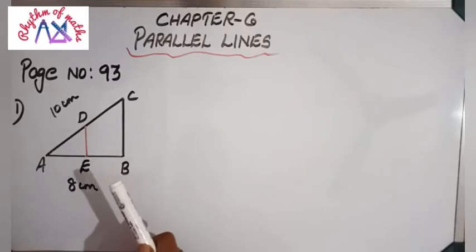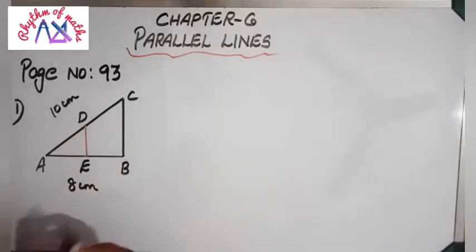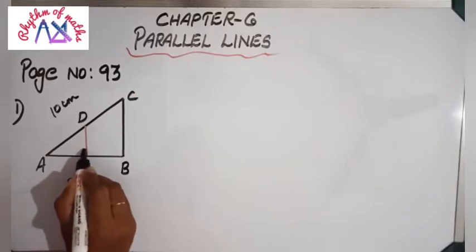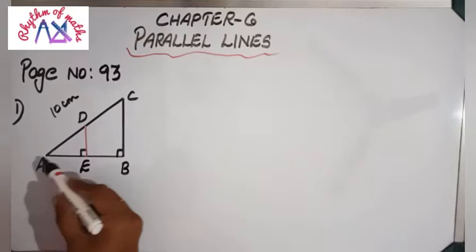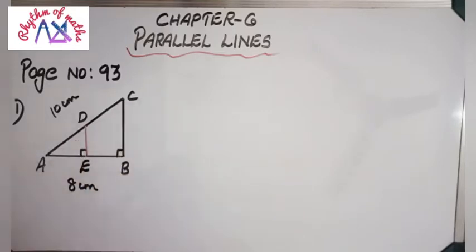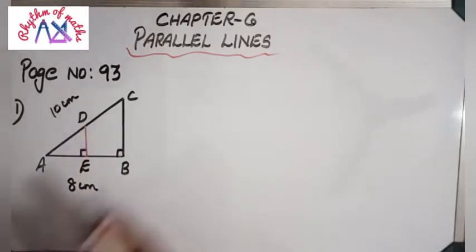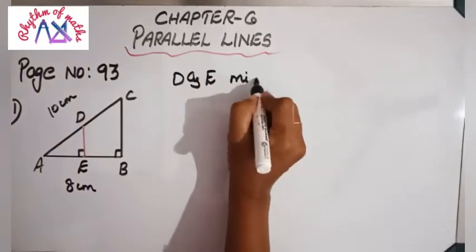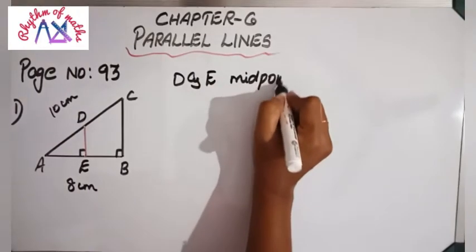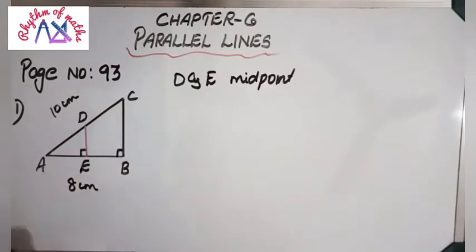Then next we have to find all three sides of the small triangle. Small triangle means ADE. Both these lines are perpendicular, so ADE and CB. This is what we need to find. And one more thing is given: D and E are midpoints. These two are midpoints. We have to find BC, then AE, AD and DE.